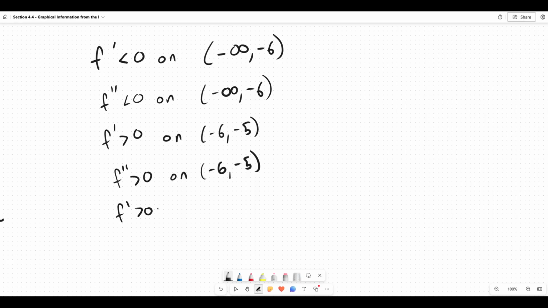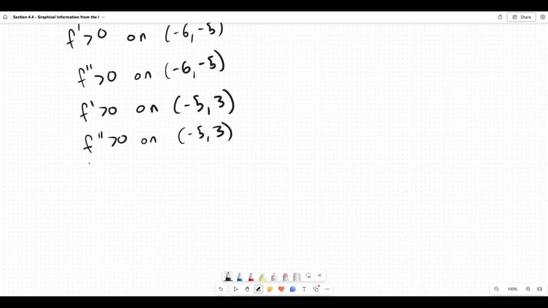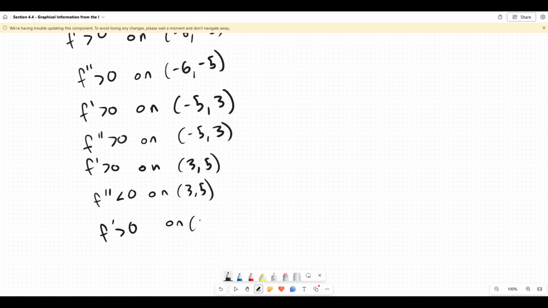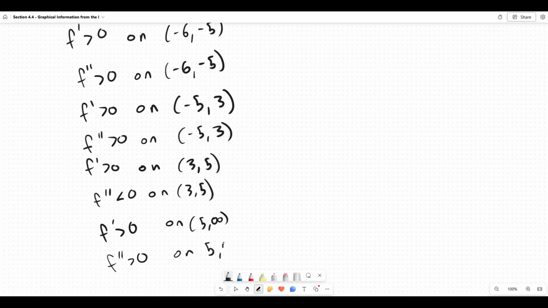f prime greater than 0 on negative 5 to 3. f double prime greater than 0 on negative 5 to 3. Going some more, we have f prime greater than 0 on 3 to 5. f double prime less than 0 on 3 to 5. And f prime greater than 0 on 5 to infinity, as well as f double prime greater than 0 on 5 to infinity.